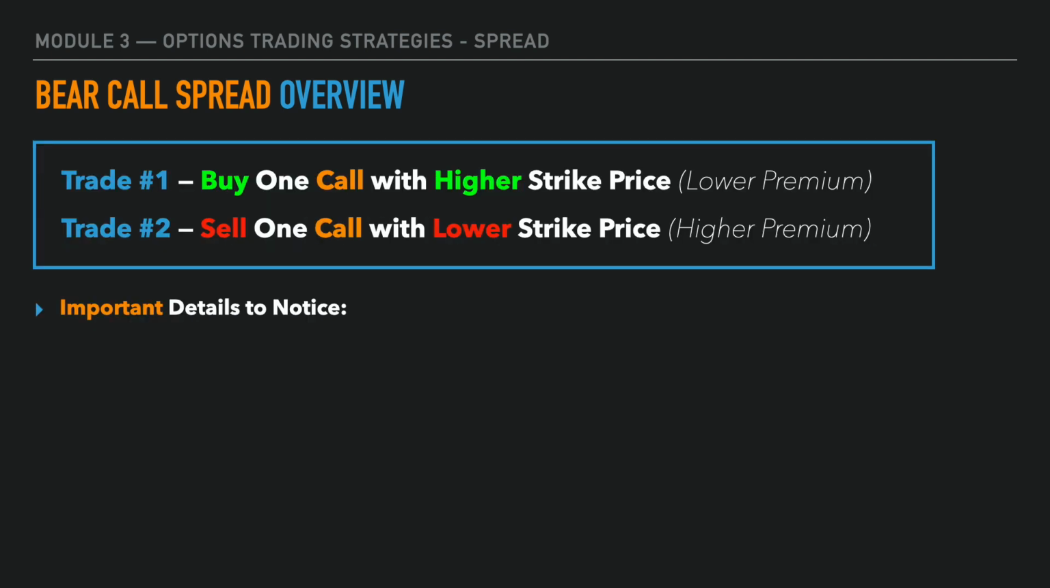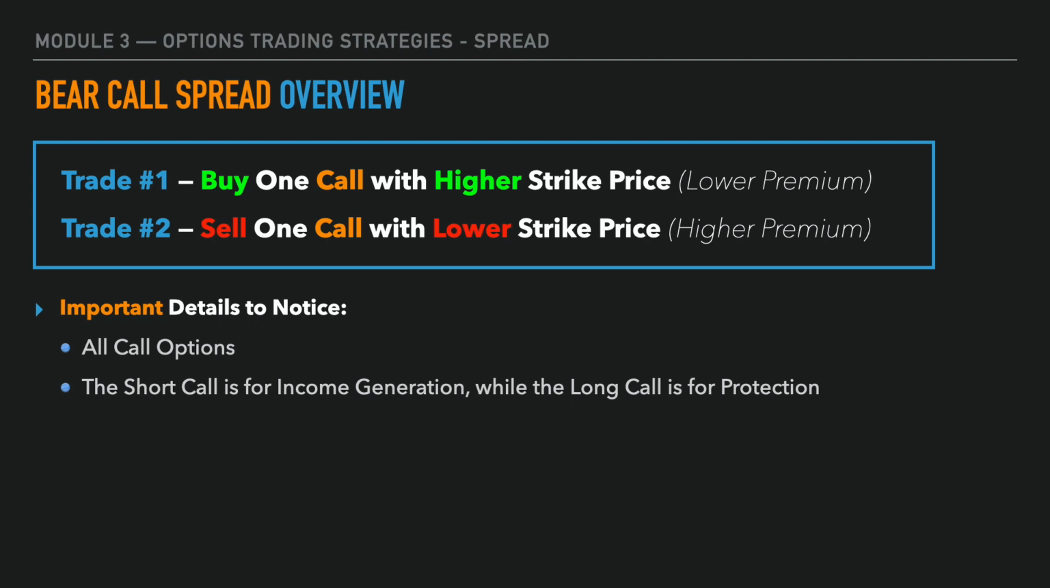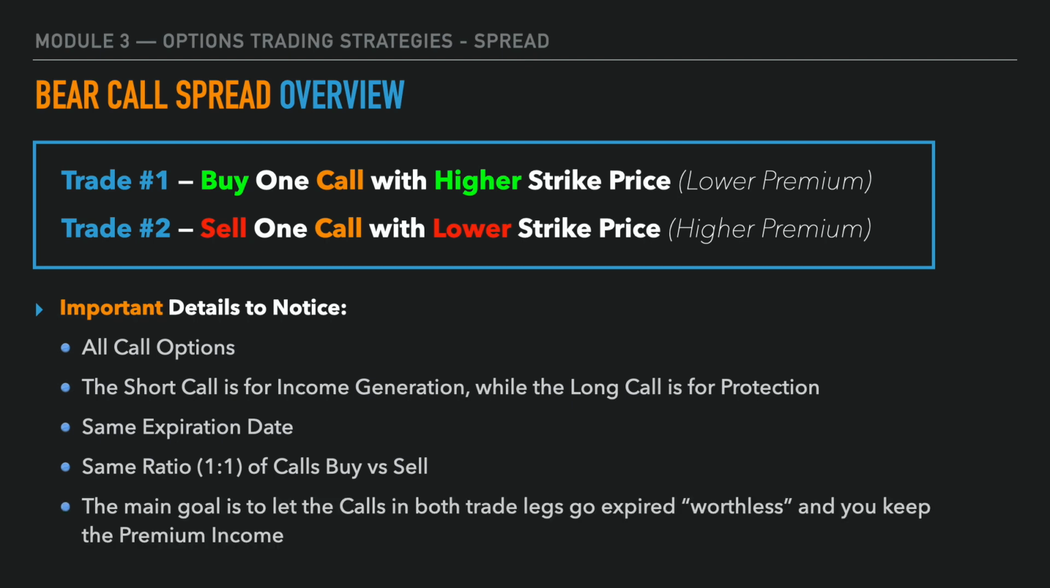Here are the important details to notice. All the options you will be using in the bear call spread are call options only, no put options involved. The short call is for the purpose of income generation, while the long call is for protection. The call options in both trade legs should have exactly the same expiration date, and the number of call options you buy and sell should be exactly the same. Basically, the main goal of a bear call spread is to let all the call options in both of your trade legs expire worthless and you keep the initial premium income as the profits.